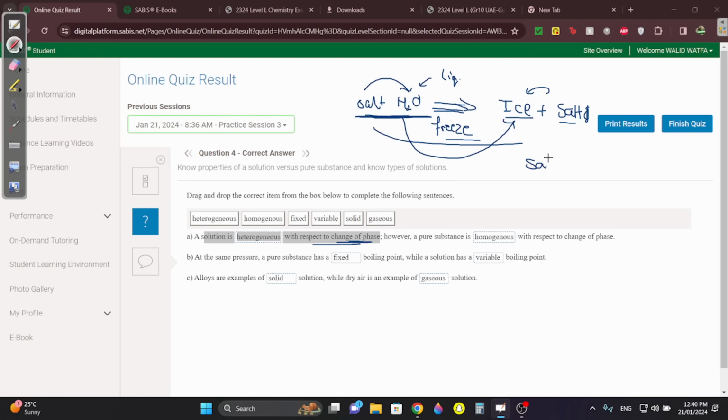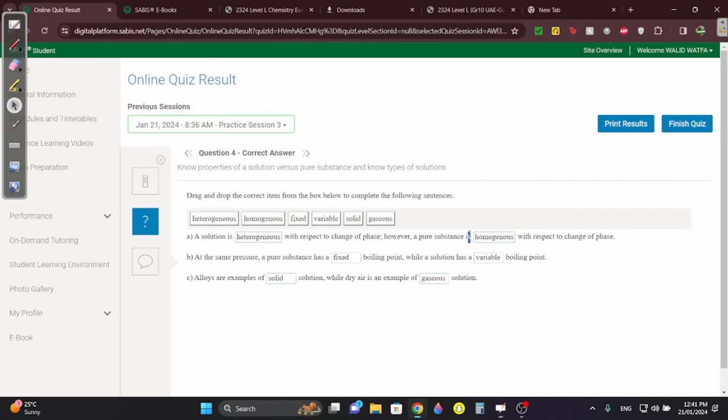Let's say salt plus H2O, salt water, and I boil it now. Same thing. I boil it. I'm going to get gas, water vapor, and I'm going to get salt left behind. So it's heterogeneous after you change the phase. Okay, that's what it means. A pure substance is homogeneous with respect to change of phase. So water is a pure substance. Whatever you do with just water, you freeze it, you boil it, you're going to be left with water. It's homogeneous, it gets you one substance. Hetero means more than one substance.